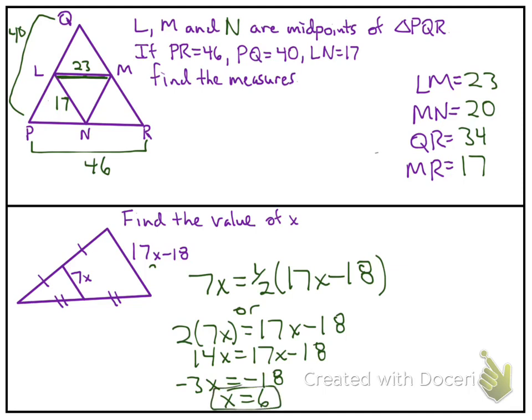We should check our answer. We go up, we substitute 6 in for x on the 7x, we get 42. If we substitute 6 into the 17x minus 18, we get 17 times 6 is 102, minus 18 is 84. So we look, it is actually double the midsegment in length. So a good way to check our answer.